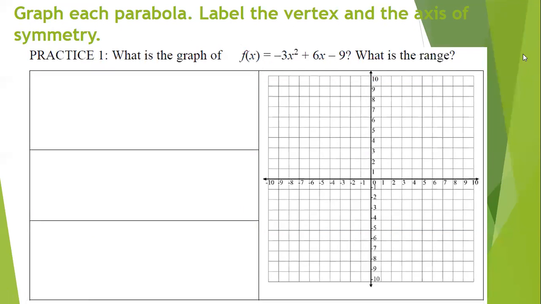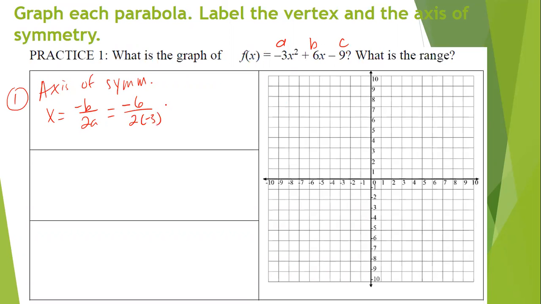A is -3. B is 6. So welcome back. Let's see how you did. So your A is -3, your B should have been 6, and your C should have been -9. So we're going to first start off by finding our axis of symmetry. Our axis of symmetry is x equals -b divided by 2a. That gives us -6 divided by 2 times -3, which is -6 over -6, which equals +1.